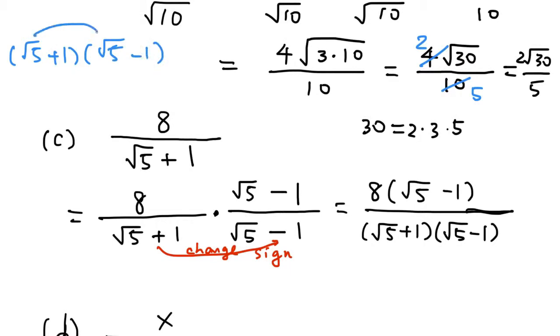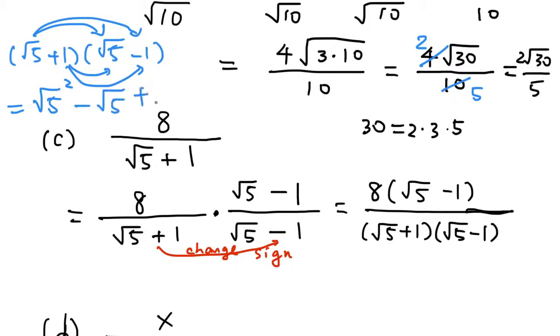So we're going to FOIL this out. So multiply these 4. The first one is square root of 5 times square root of 5. That's square root of 5 squared. The second, we have root 5 times negative 1. That's negative root 5. And 1 times root 5 is plus root 5. And 1 times negative 1 is negative 1.